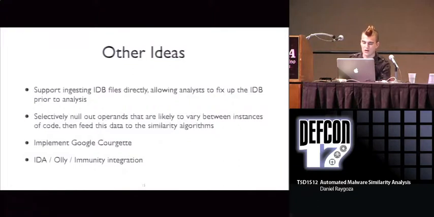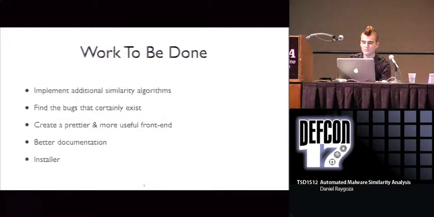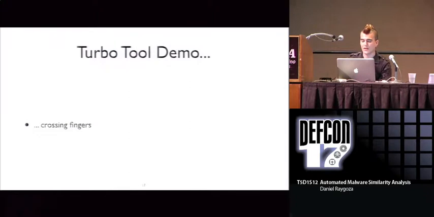I'd also like to work on IDA and Immunity integration so that as you're looking through code, it might automatically comment code that's similar to something you've seen before, or other samples you've seen before. As I said, right now it's just fuzzy hashing only, which I think is working really well. There are a couple of small bugs that aren't a big deal, but there's definitely work to be done, and that's why I want this to be a community project as opposed to something only I work on.